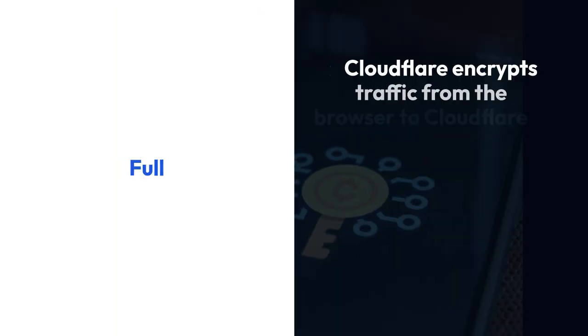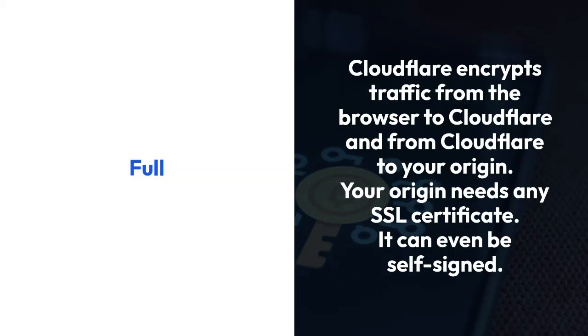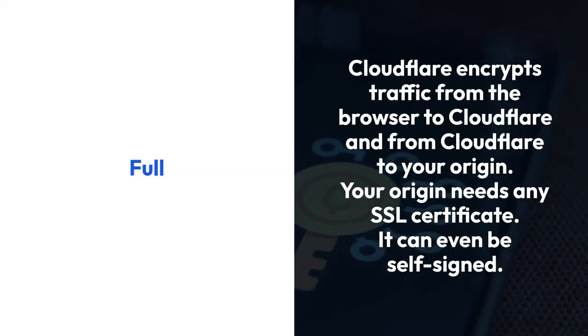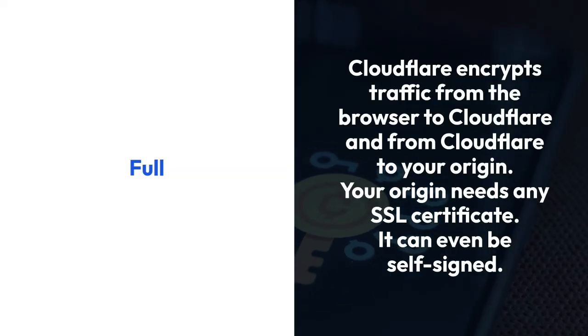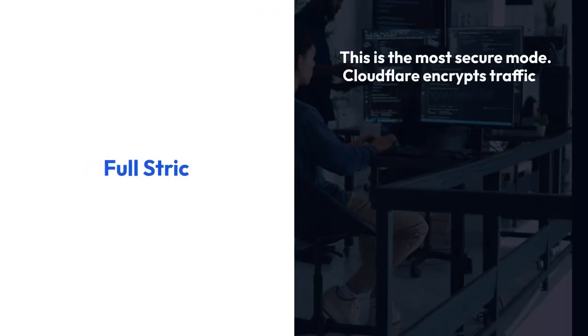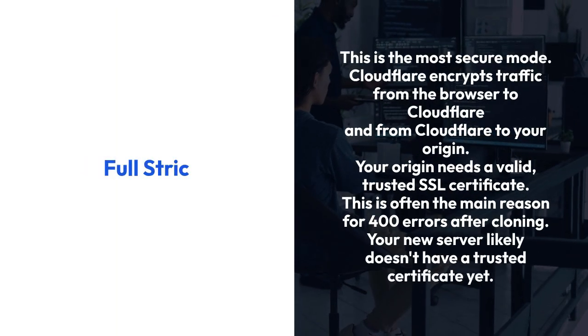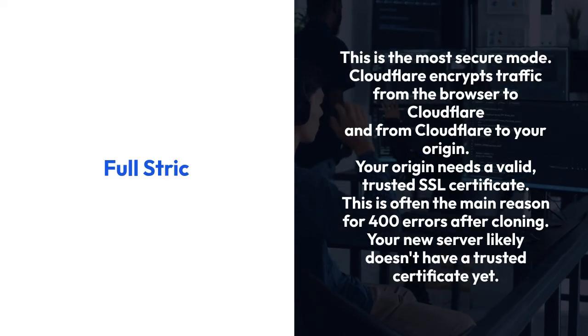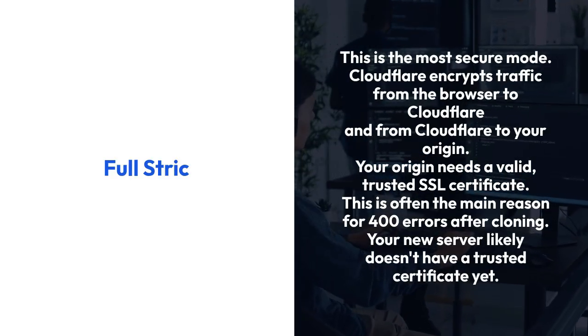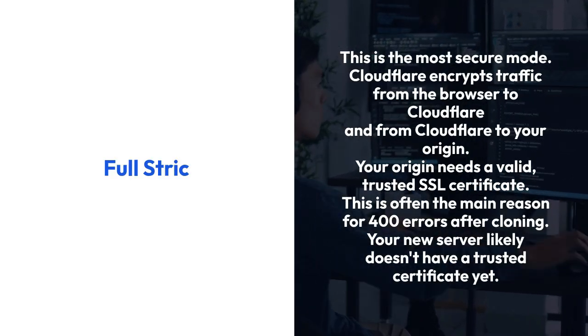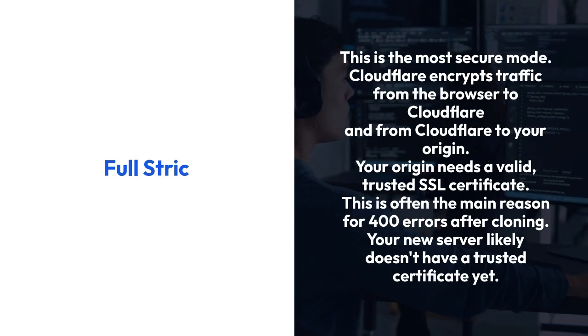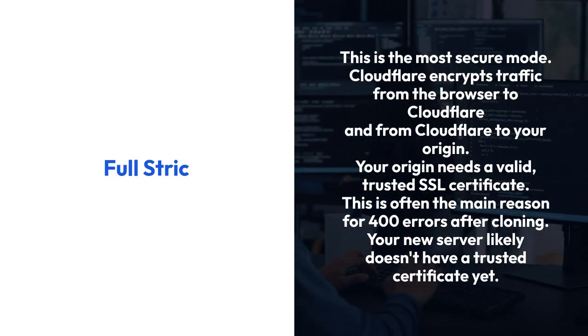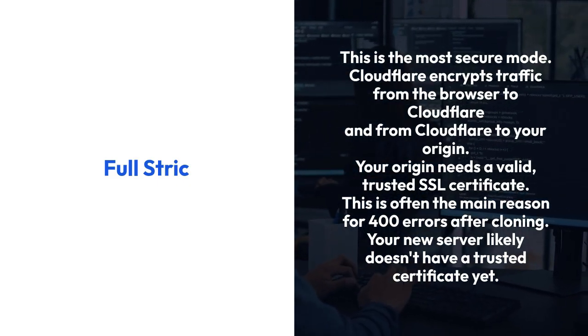Full: Cloudflare encrypts traffic from the browser to Cloudflare and from Cloudflare to your origin. Your origin needs any SSL certificate. It can even be self-signed. Full (Strict): This is the most secure mode. Cloudflare encrypts traffic from the browser to Cloudflare and from Cloudflare to your origin. Your origin needs a valid, trusted SSL certificate. This is often the main reason for 400 errors after cloning. Your new server likely doesn't have a trusted certificate yet.